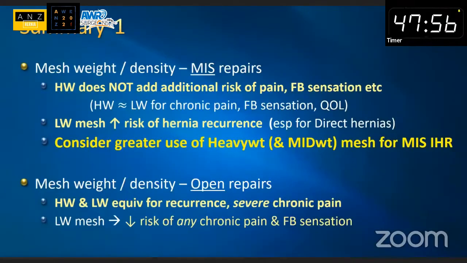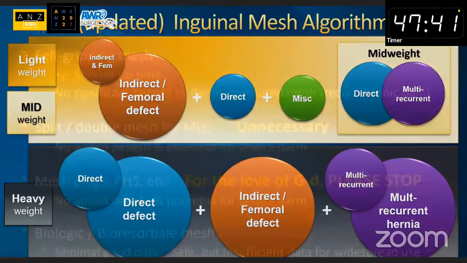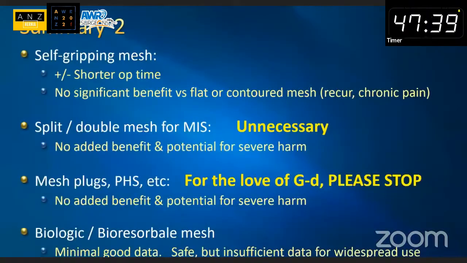And then this is, again, one final look at my algorithm: light and medium weight with a lot of overlap, and then heavyweight for any large, as well as most direct and multi-recurrent hernias. And then to summarize some of the last little bits I talked about, self-gripping meshes, while they may have a shorter operative time, were really not found to have a significant benefit compared to flat or contoured mesh with regards to hernia recurrence or chronic pain.